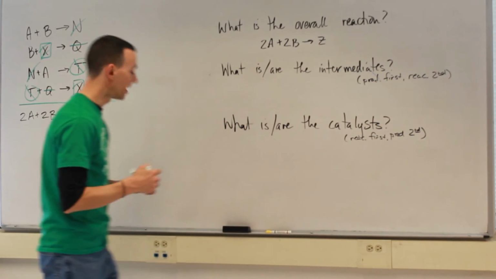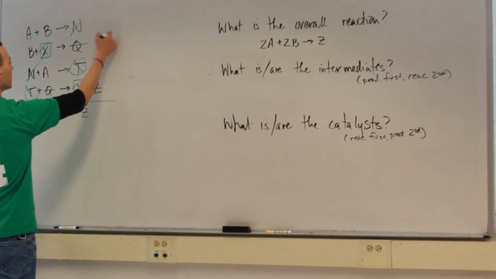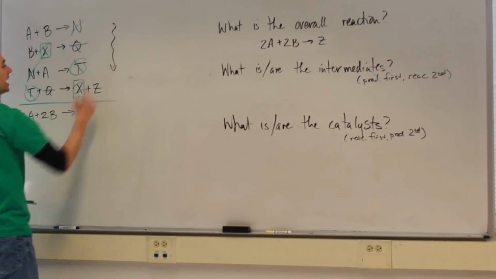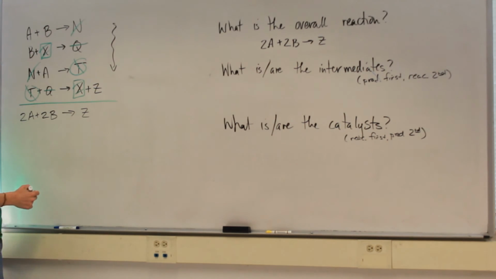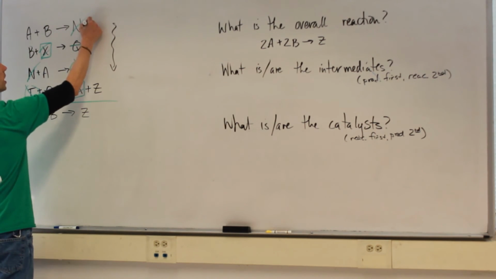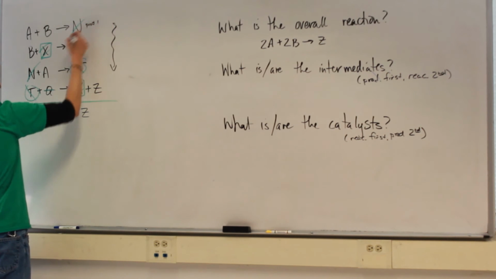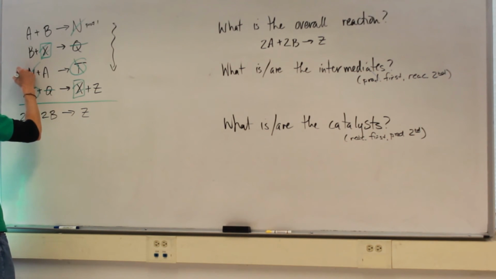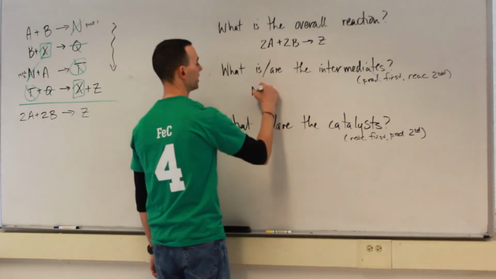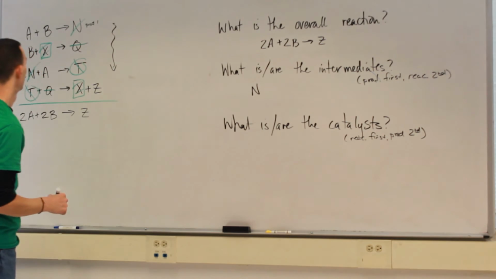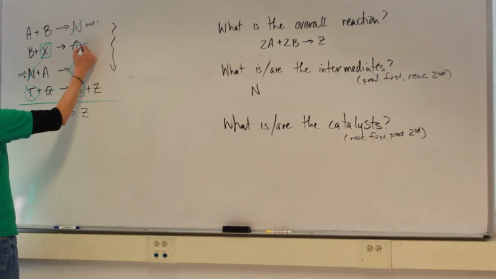What do I mean by that? So N, the first time we see N, as we read our mechanism from top to bottom, it's a product. Then later on, N is a reactant, and it's the second time it shows up. That makes N an intermediate product. Q is the same way.